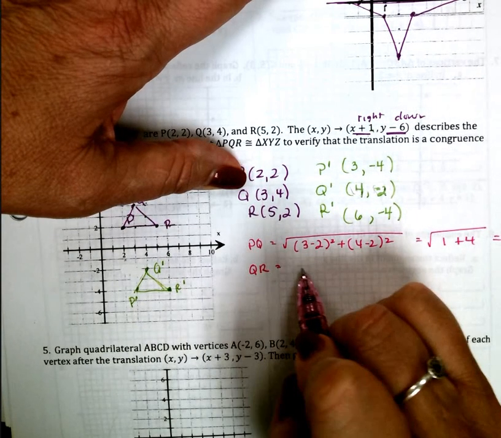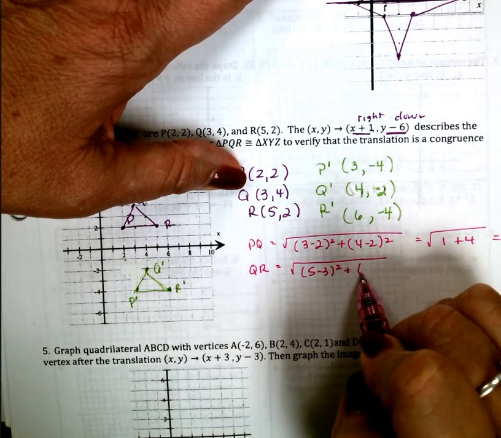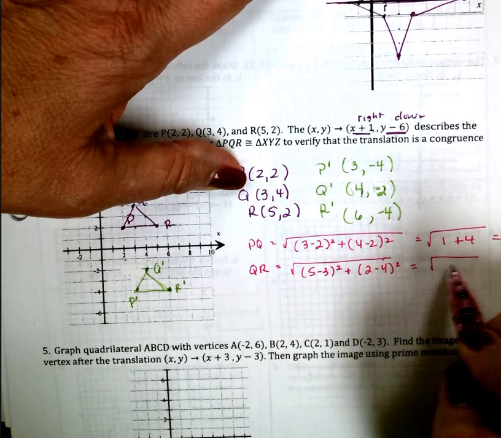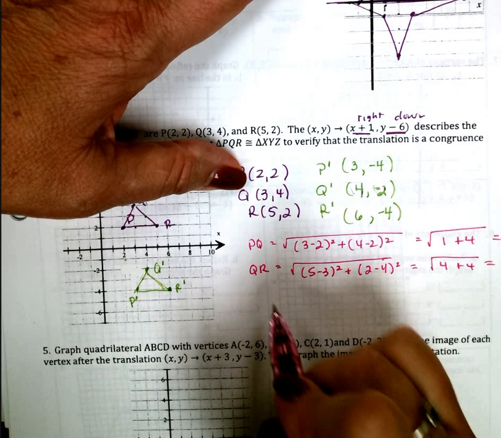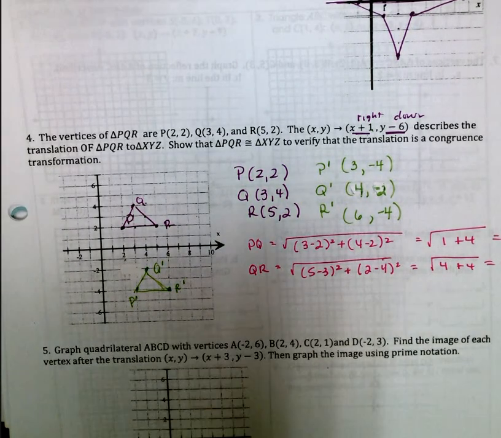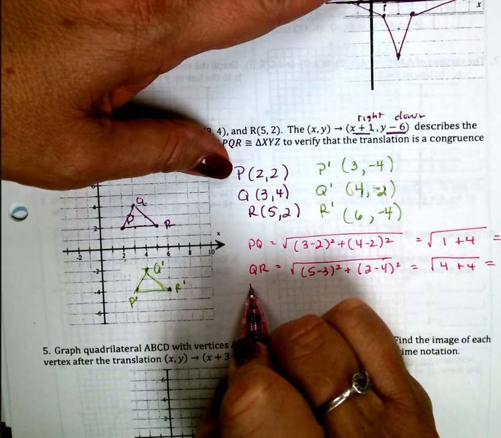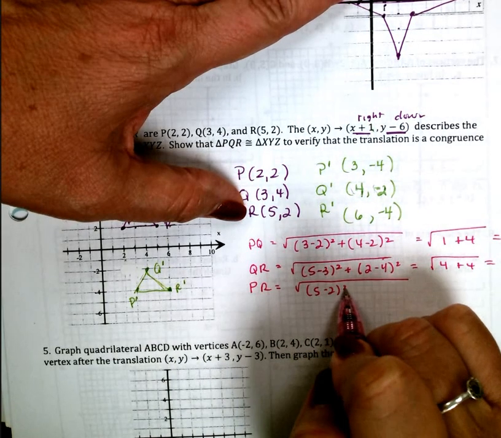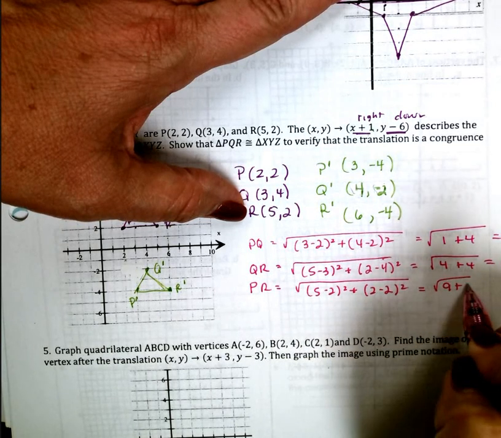QR, square root of 5 minus 3 squared plus 2 minus 4 squared. So it's 2 squared and 2 squared, right? 2 squared is 4, negative 2 squared is 4, so it's the square root of 8. If 2 match, we'll assume the third is going to match as well, because their distances are only so long. Well, I could just do them all. Let's not assume anything, right? PR, it takes 2 seconds to do the distance formula. 5 minus 2 squared plus 2 minus 2 squared is going to be the square root of 9 plus 0, so it's the square root of 9.